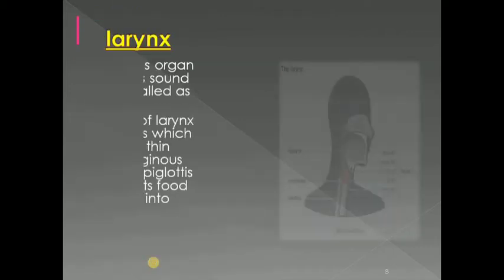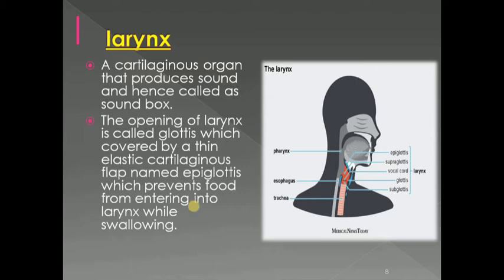Now the larynx. The larynx is a cartilaginous organ that produces sound and hence it is called a sound box. The opening of the larynx is called the glottis, which is covered by a thin elastic cartilaginous flap named the epiglottis, which prevents food from entering the larynx while swallowing.